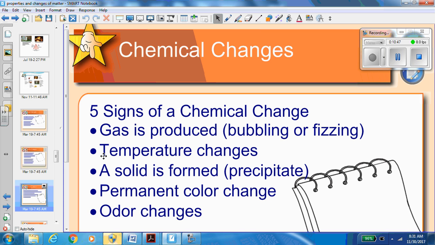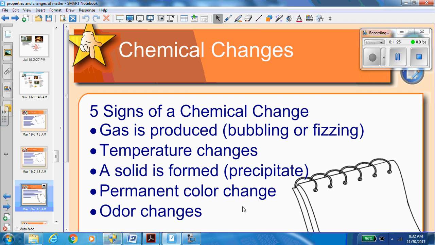If you have a temperature change, sometimes things will get really warm or maybe they'll get cold. That is a sign that a chemical change is occurring. A solid is formed. Sometimes when we mix substances and we form what is called a precipitate, something new, that would also be a chemical change. A permanent color change, something like that with the previous example, silver tarnishing, that would be an example of a permanent color change. So that would be something chemical. When the leaves start to change colors in the fall, whenever the temperature starts to change, that's also a permanent color change. That's a chemical change.